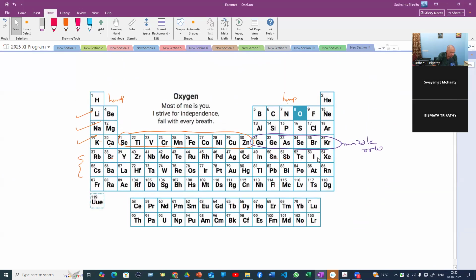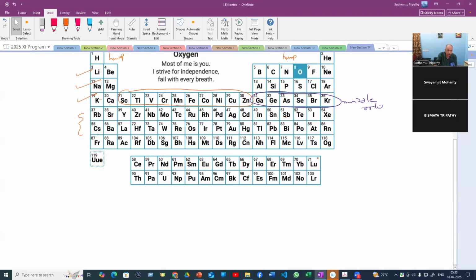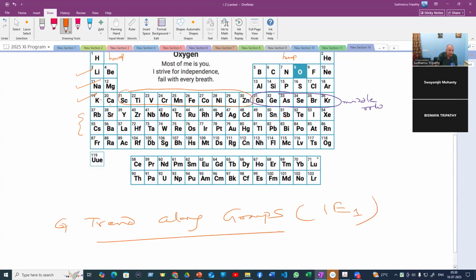So before going into the D block and F block, let us trend along groups. When I say IE, I mean IE1. Nobody says I1, I1. IE means IE1. But when you compare between I1, I2, I3, then you have to mention I1, I2.